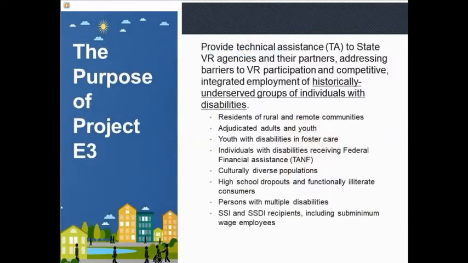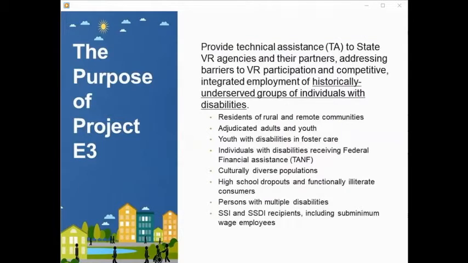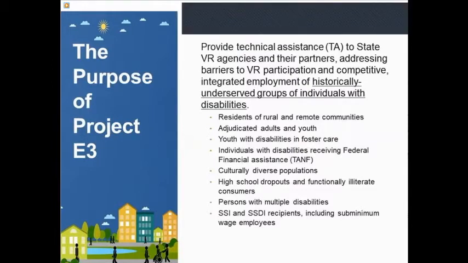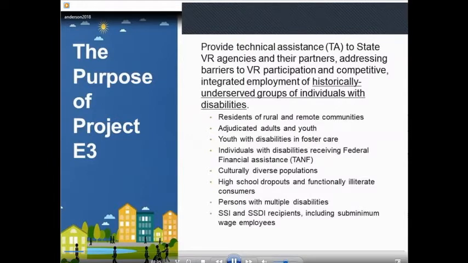The purpose of Project E3 is to provide technical assistance to state vocational rehabilitation agencies and their partners, addressing barriers to VR participation and competitive integrated employment of historically underserved groups of individuals with disabilities. These groups are defined as residents of rural and remote communities, adjudicated adults and youth, youth with disabilities in foster care, individuals with disabilities receiving federal financial assistance, specifically temporary assistance for needy families or TANF, culturally diverse populations, high school dropouts and functionally illiterate consumers, persons with multiple disabilities, and SSI and SSDI recipients and beneficiaries, including subminimum wage employees.